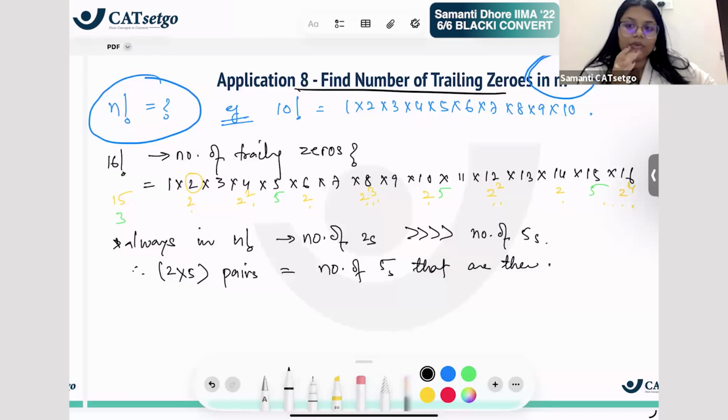Do you agree with me or not? Do you agree with this observation? Nitya agrees, Amrita agrees. You agree with this observation?